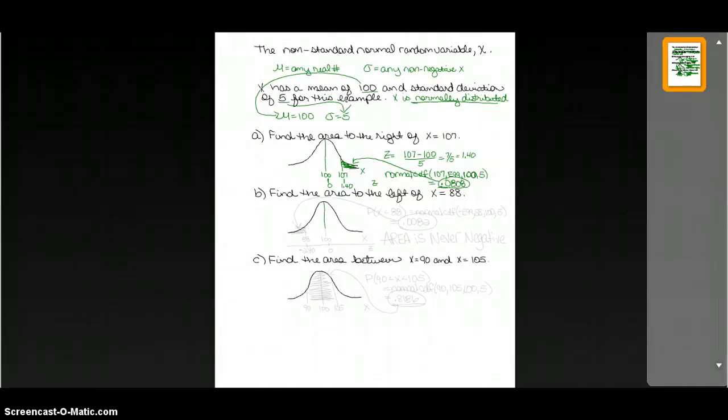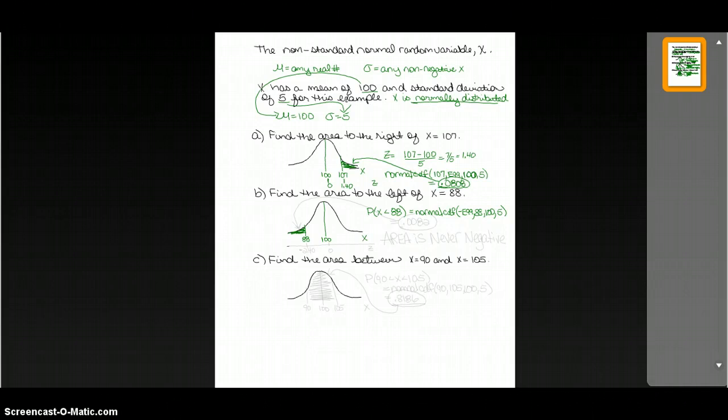Okay, so here we go to part B. We put the area in the middle. 88 is to the left of 100, and we want the area to the left of that. So I'm going to shade that area. Remember, this would be the same thing as asking for the probability, same thing as area. So we will once again use normal CDF because we're finding area. We always use normal CDF. We want to go from negative infinity to 88. Mean of 100, standard deviation of 5.